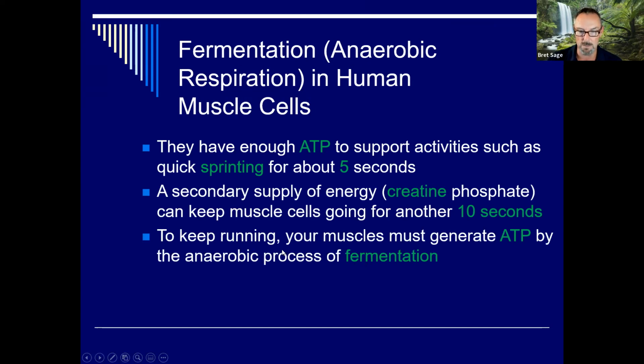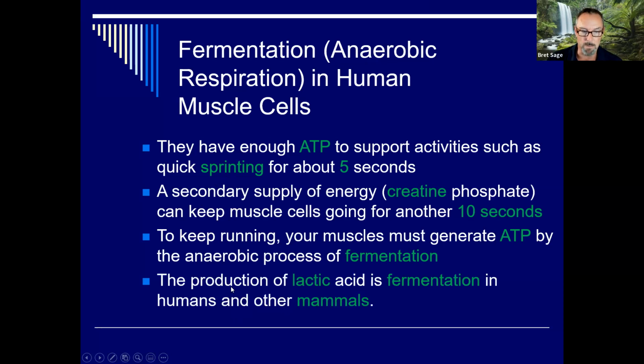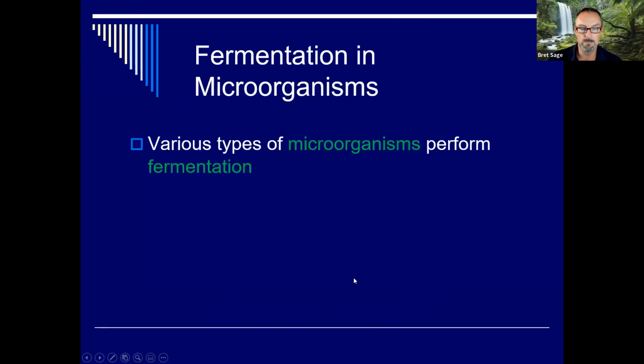To keep running, your muscles must generate ATP by the anaerobic process of fermentation, the other term for anaerobic respiration. Now, you know you've switched from aerobic to anaerobic because you start to feel the burn of the accumulation of the lactic acid. It's actually burning your cells. The product of fermentation in humans and other mammals is lactic acid. This is what we do. Not all living things do it.